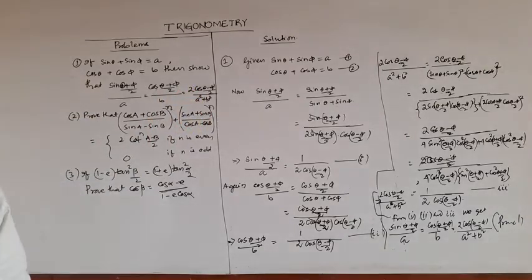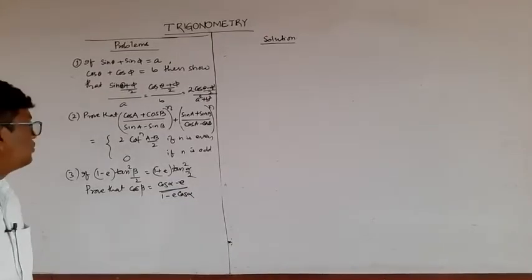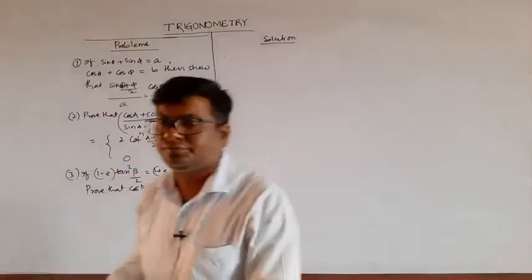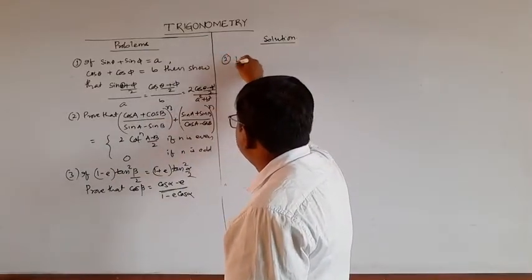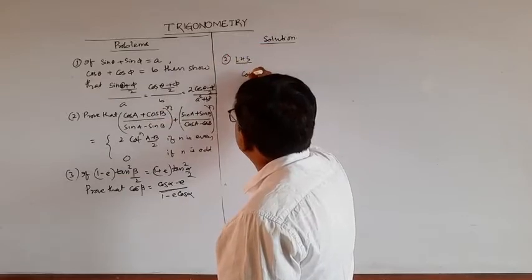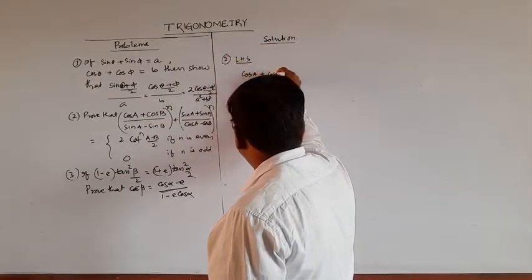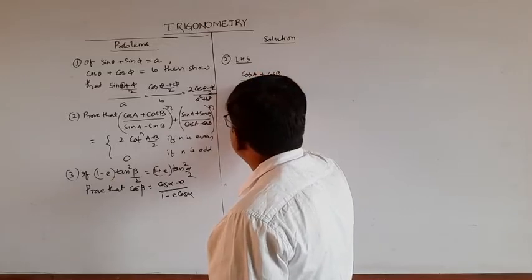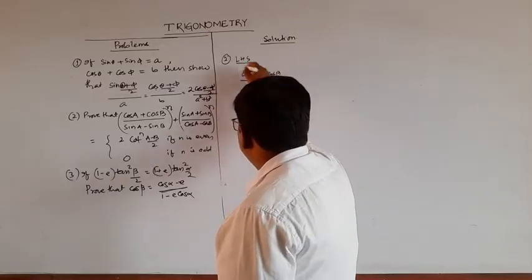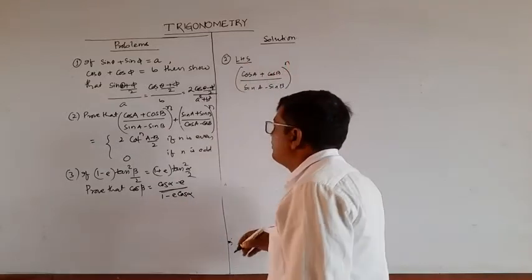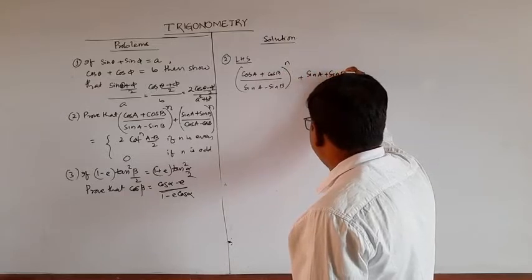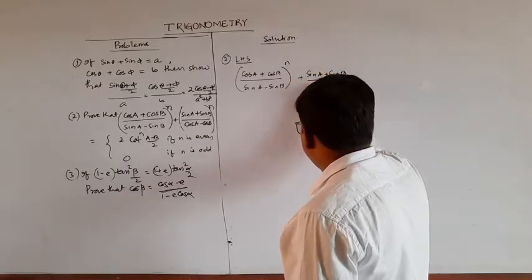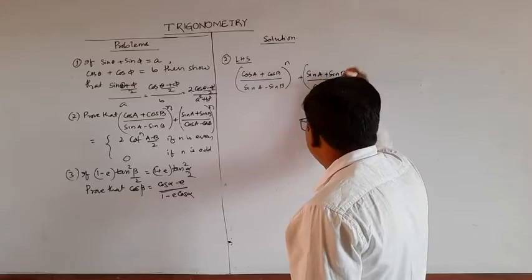Now another question. Now the solution of question number 2, left hand side: (cos a plus cos b divided by sin a minus sin b) whole to the power n plus (sin a plus sin b divided by cos a minus cos b) whole to the power n.